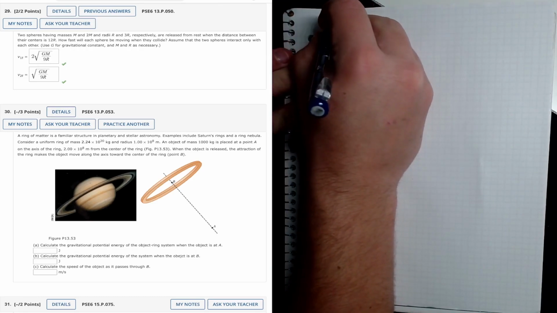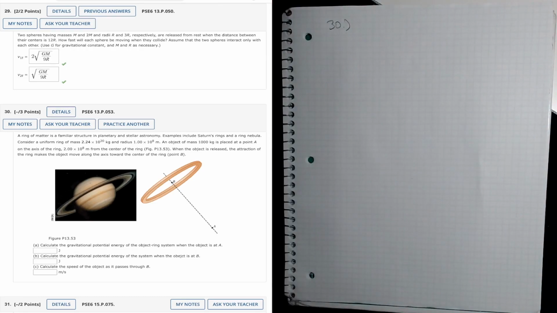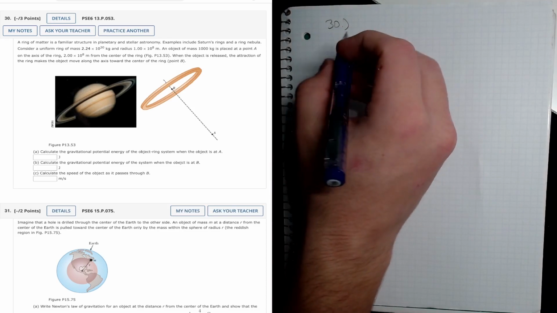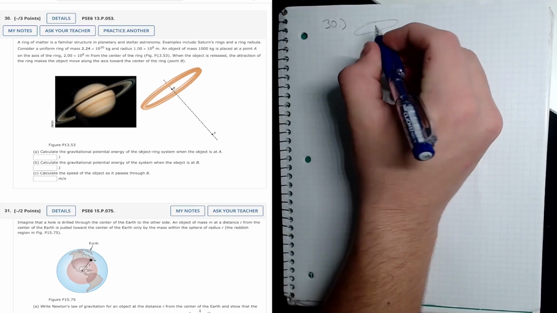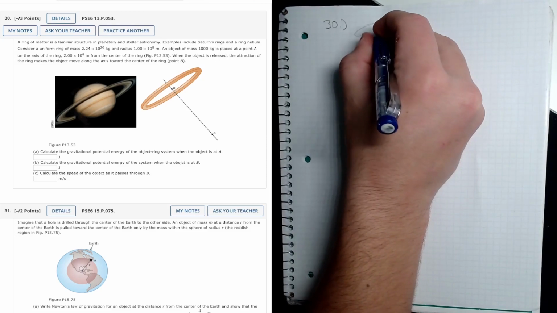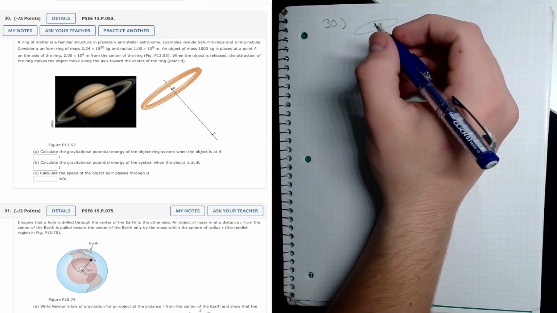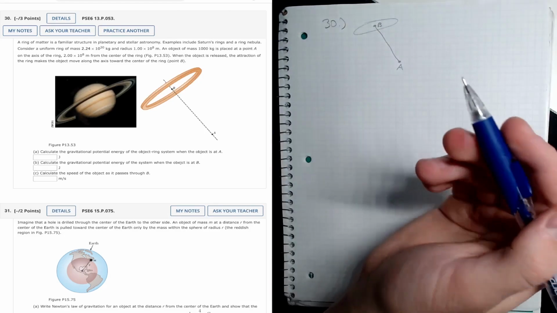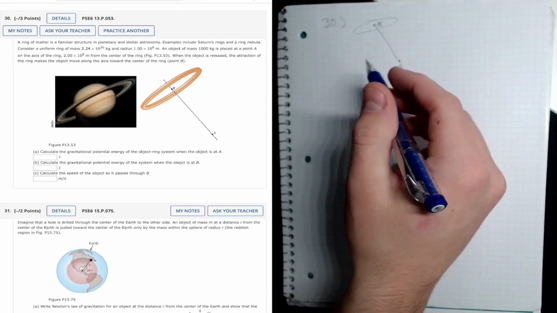So 30. A ring of matter is a familiar structure in planetary and stellar astronomy. Examples include Saturn's rings and ring nebula. Consider a uniform ring of mass 2.24 times 10 to the 20 kilograms, where point A, point B out here. You guys might remember this question from the gravity and satellites WebAssign. This is basically the exact same question, so we're just going to do it again as review. It's part of this WebAssign as well.